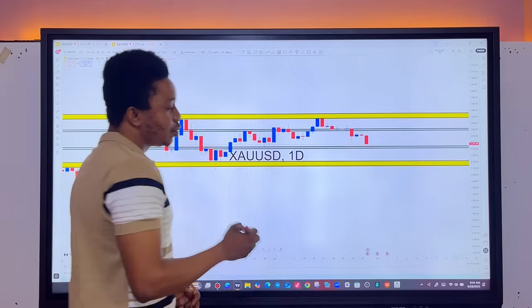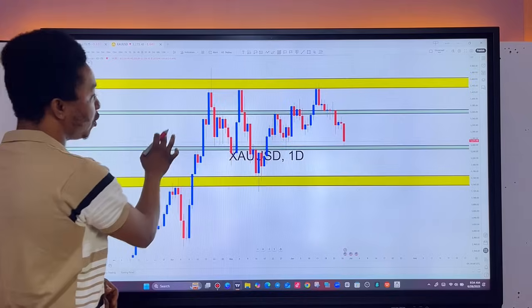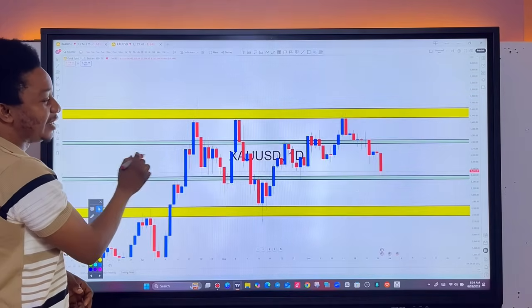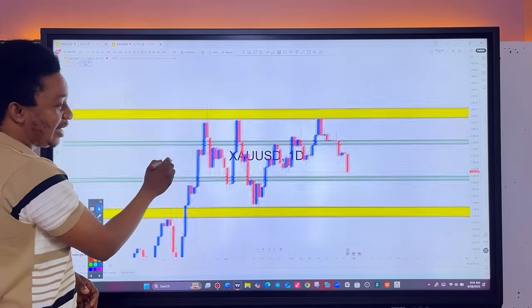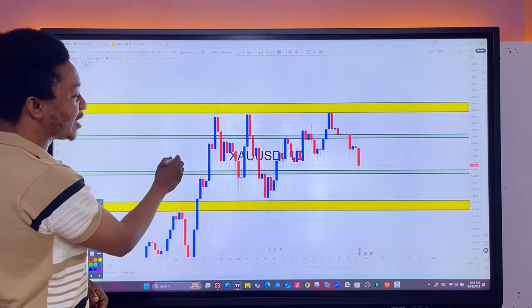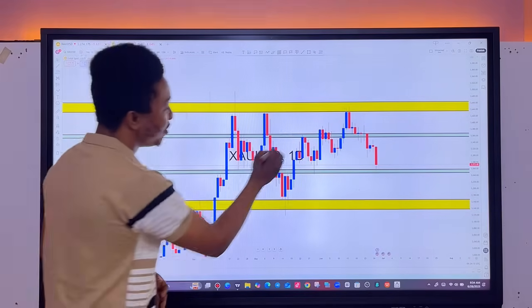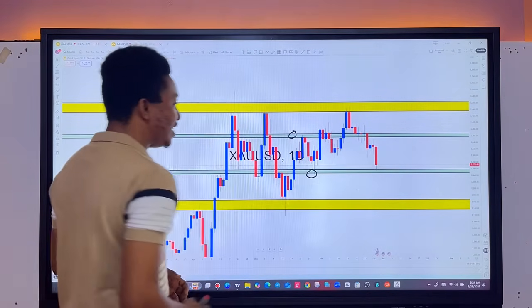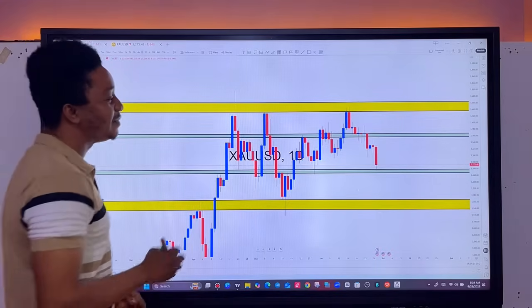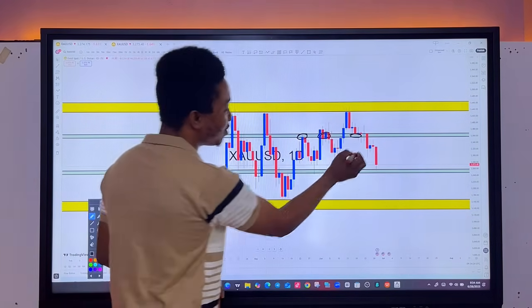All right, so this is also the daily time frame of gold, or XAU USD. Now gold on the daily time frame, let's take our time and put more meaning into this analysis as well. All right, now this is good on the daily. On the daily time frame, we have the daily upper and the daily lower zone. Price has been able to break below this daily resistance level to the downside.